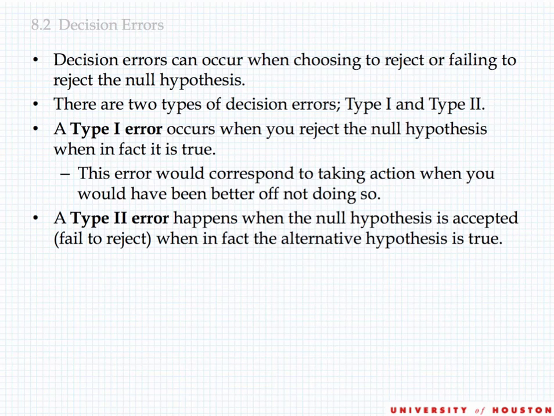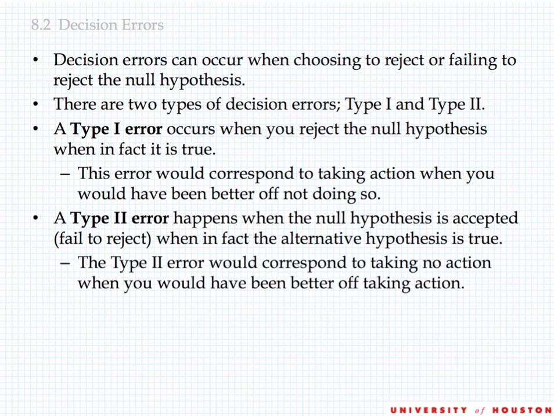A type 2 error happens when the null hypothesis is accepted, in other words, we failed to reject, when in fact the alternate hypothesis is true. A type 2 error would correspond to taking no action when you would have been better off taking action.